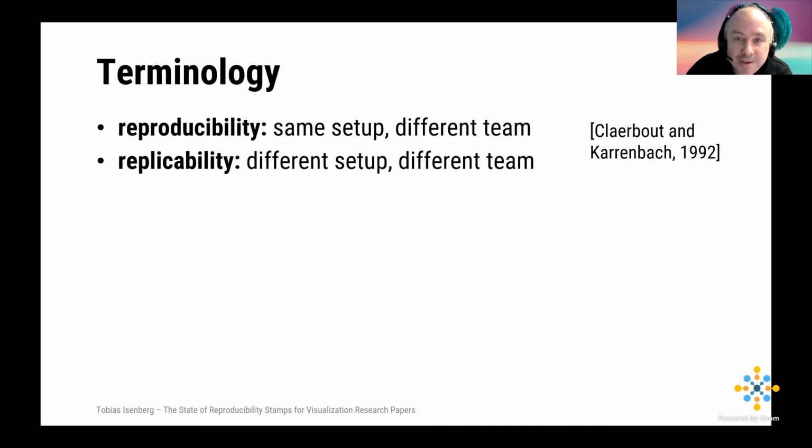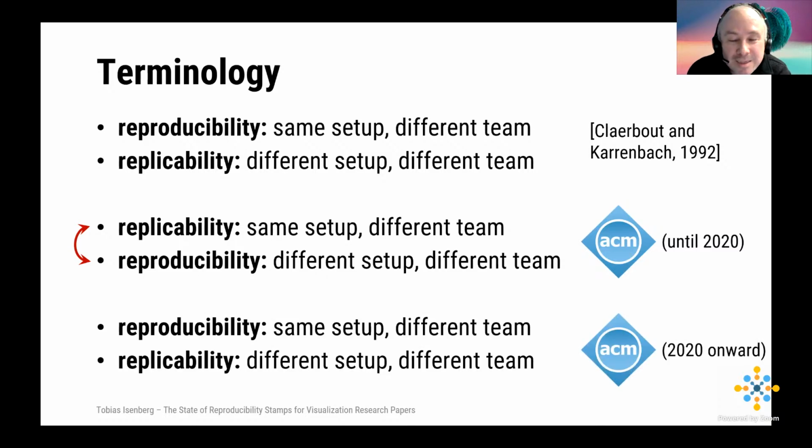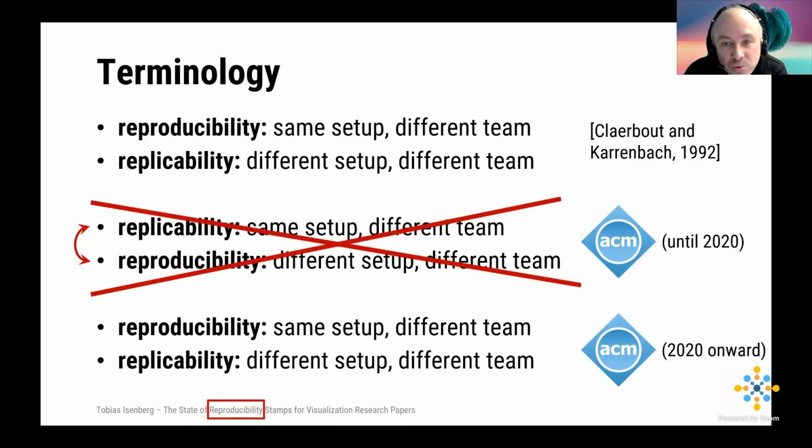But then ACM came along and switched the terminology. So they talked about replicability for the same setup, different team, and reproducibility, different setup, different team. Until 2020, when they realized the problem, I suppose, and switched back and used the same terminology as was used in the beginning. And that's also what I'm going to do in this talk. So for me, reproducibility is same setup, different team, whereas replicability is different setup, different team.